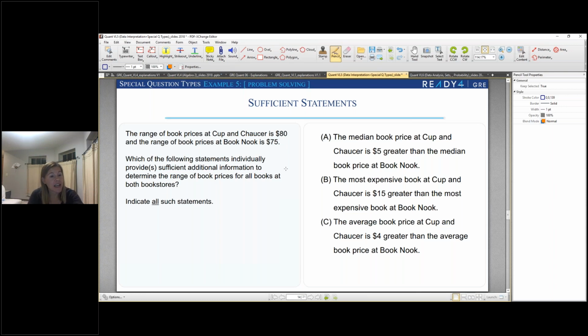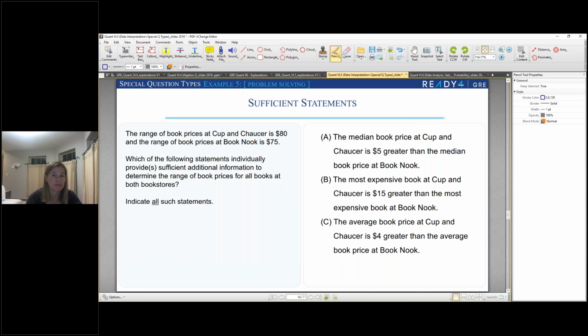So what these are saying is they will give you some information, but it will not be a complete amount of information to answer the question. They will then give you, in the answer choices, a couple of additional pieces of information, and you're supposed to say, okay, is this enough for me to answer the question? So here they're telling us that we have a range of book prices at Cup and Chaucer. It's $80. And the range of prices at Book Nook is $75.